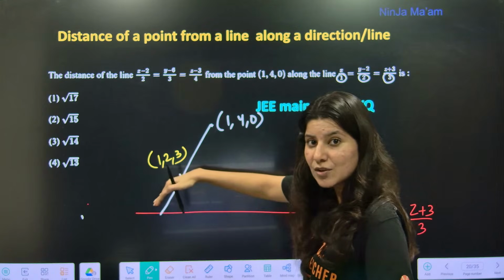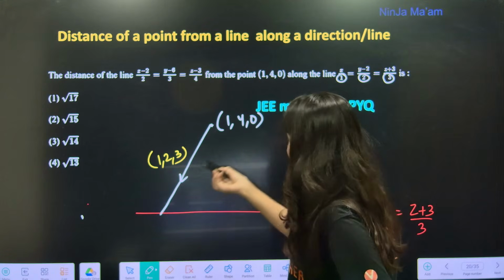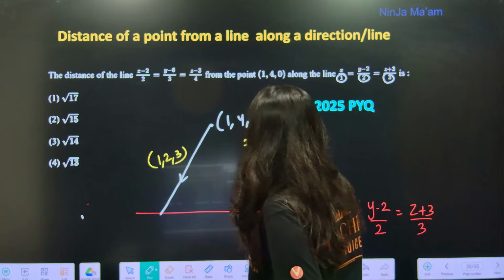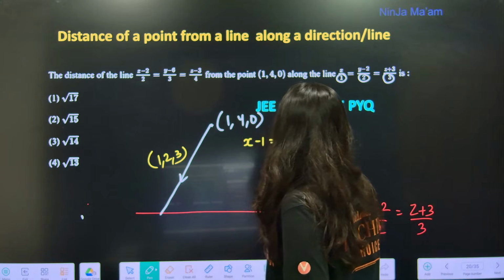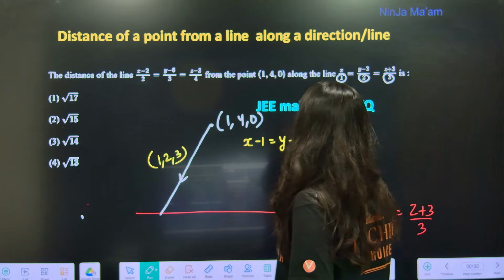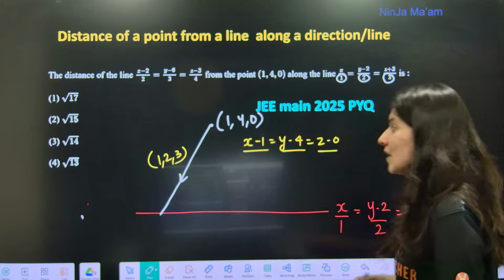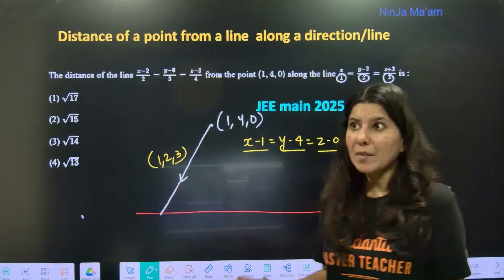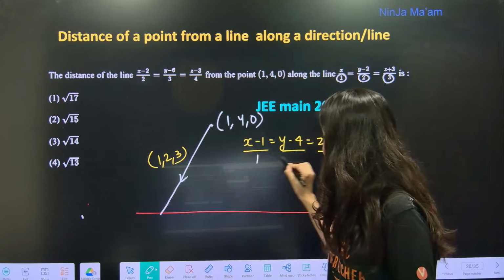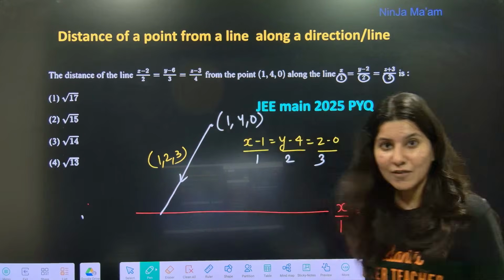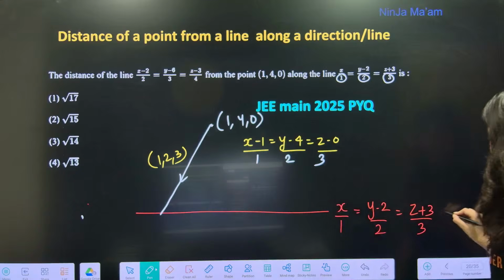Can you write the equation of this line? Yes, ma'am. Writing the equation of this line is very easy. You just have to write x minus 1, y minus 4, z minus 0. Why? Because this particular line is passing through 1, 4, 0. And now what do you need, ma'am? We need direction. Direction is 1, 2, 3. Okay, so this line is ready for you, and the original line is also ready for you.